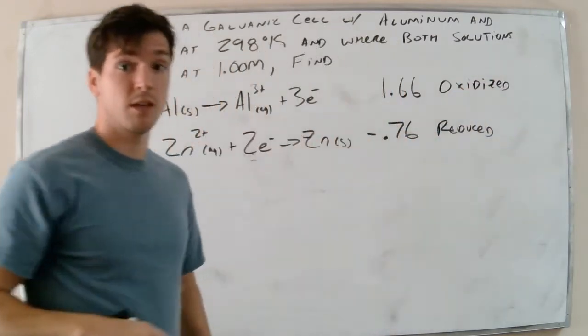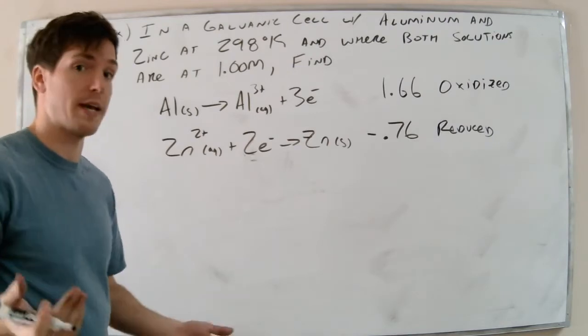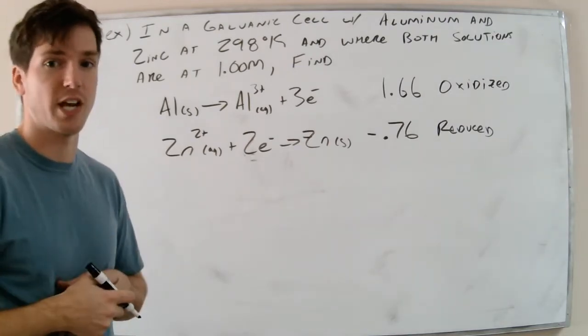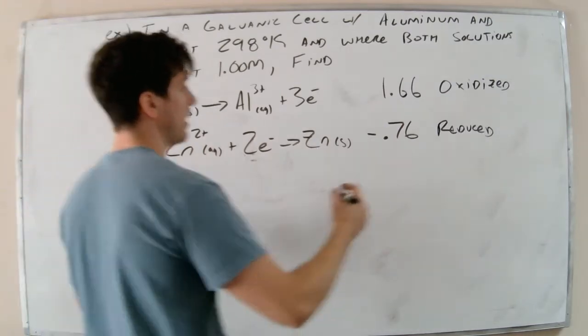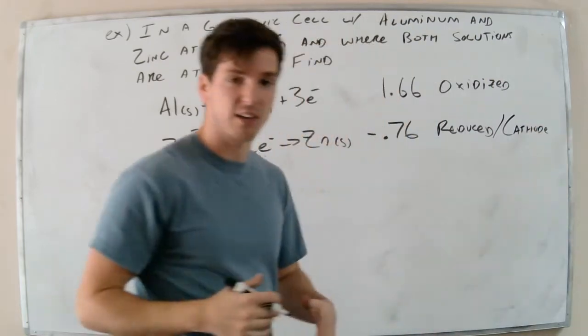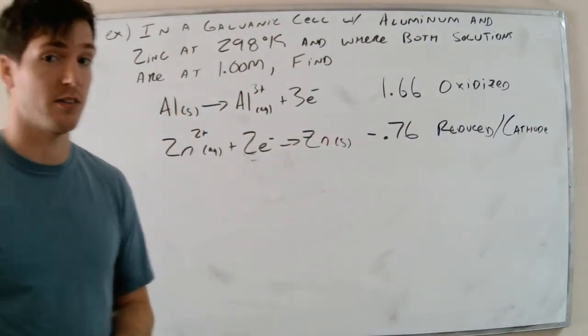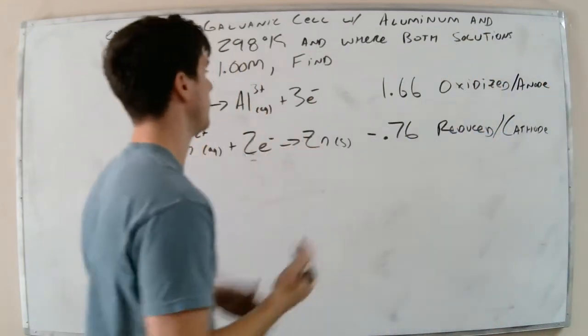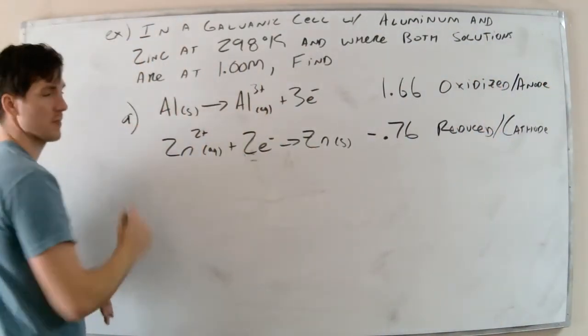Okay. Now let's identify which one's the anode and which one's the cathode, right? Red cat. Reduction happens at the cathode. So this must be my cathode. And ox: at the anode, oxidation occurs. So this must be my anode. So there are my two half reactions.